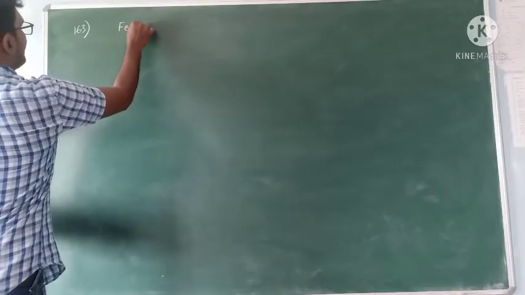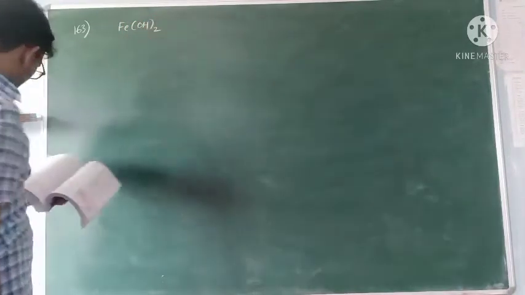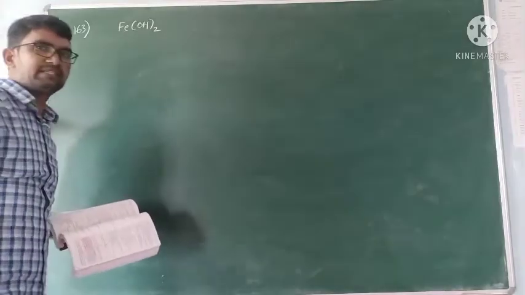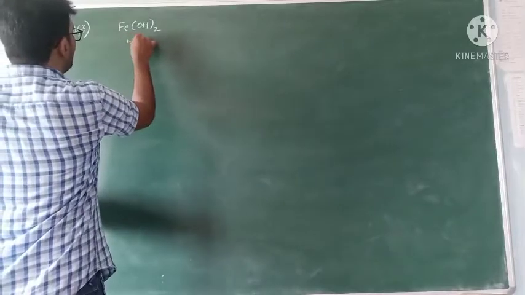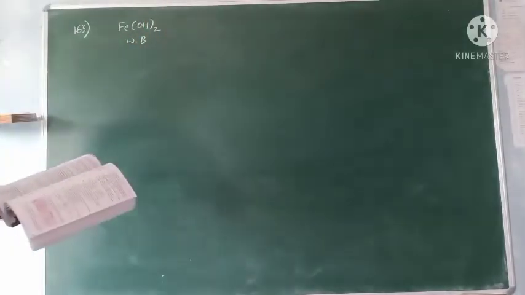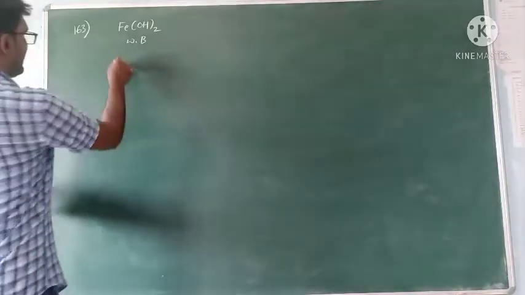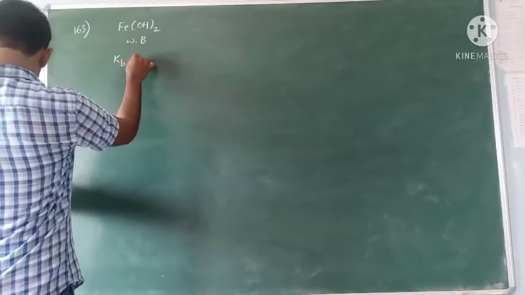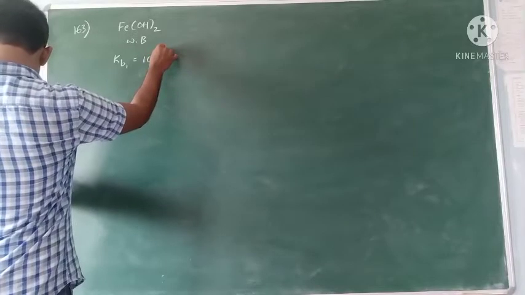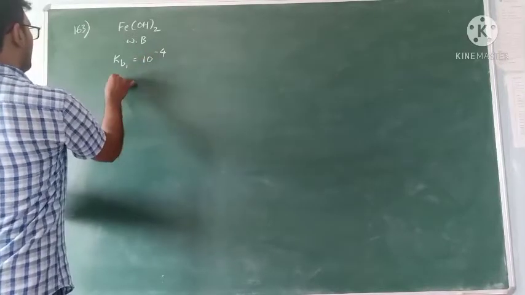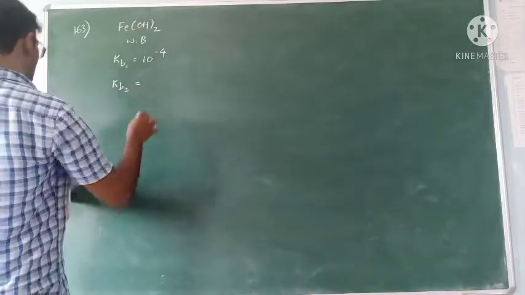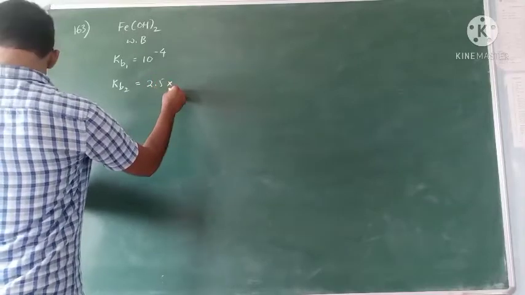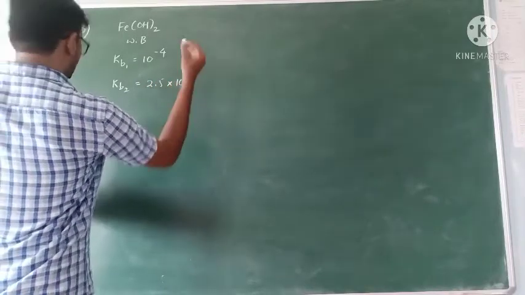Question 163. Fe(OH)2. It is a diacidic base, which means it gives 2 OH minus ions. That's why it is a diacidic base. Remember, it is a weak base. And Kb1 in the book is given wrong. Kb1 value is given as 10 to the power of minus 4 and Kb2 value is given as 2.5 into 10 to the power of minus 6. These two are base dissociation constants, not acid.